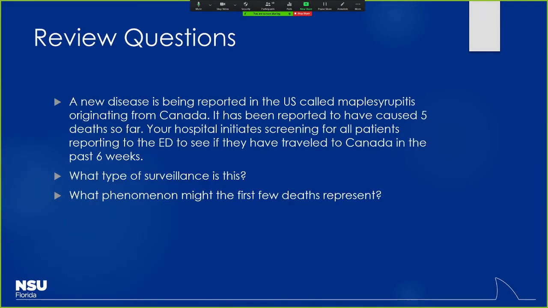All right. And again, you can read through all this stuff and get the same points that we're hitting on here. Let's say we have a new disease that's being reported in the U.S. called maple syrupitis, and it's originating from up north, coming down from Canada. It's been reported to have caused 5 deaths so far. Your hospital initiates screening for all patients reporting to the ED to see if they have traveled to Canada in the past 6 weeks. What type of surveillance is this? Anyone know? Any ideas? About active versus passive. Any ideas now?